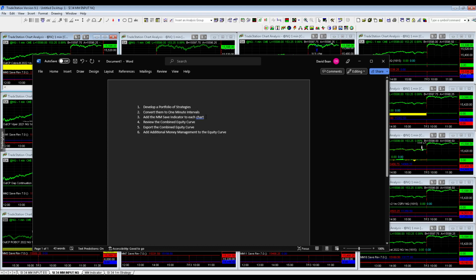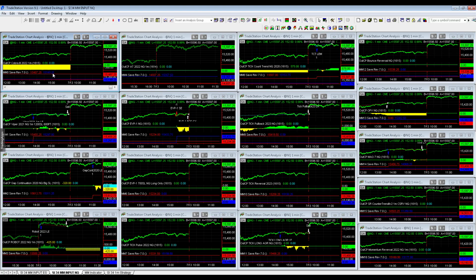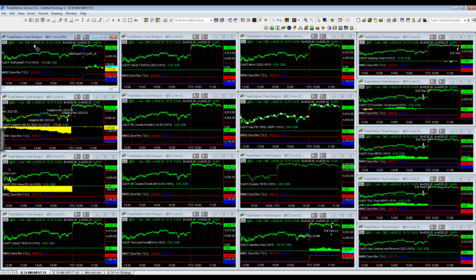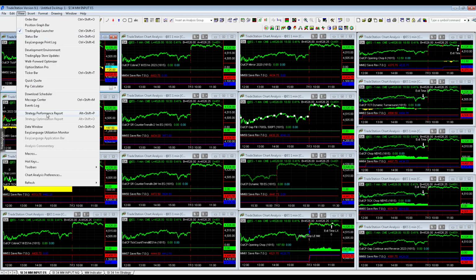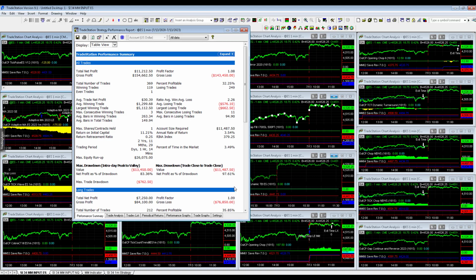And so then you add the save indicator to each chart. And if you take a look here, the save indicators are on each chart. And so I'm going to go over each chart on the S&P and on the NASDAQ. I went back 3 years on this. So let's take a quick look. And I'm able to take a look at 3 years worth of data.